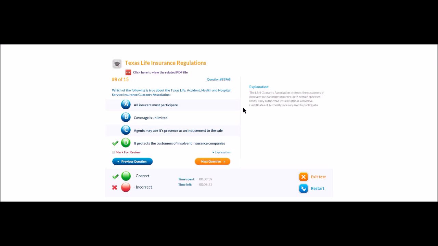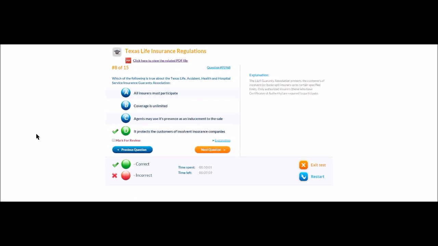D, explanation. The L&H Guarantee Association protects the customer of insolvent or bankrupt insurers up to certain specified limits. Only authorized insurers, those who have certificates of authority, are required to participate. Okay, the correct answer here is it protects the customer of insolvent insurance companies. Next.